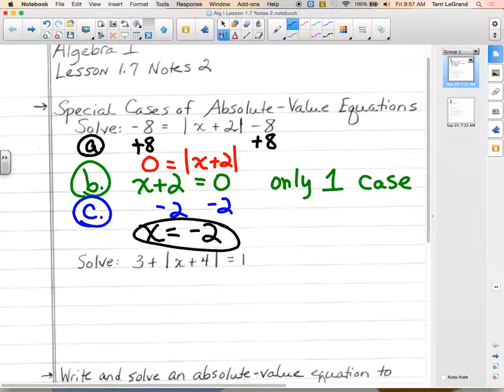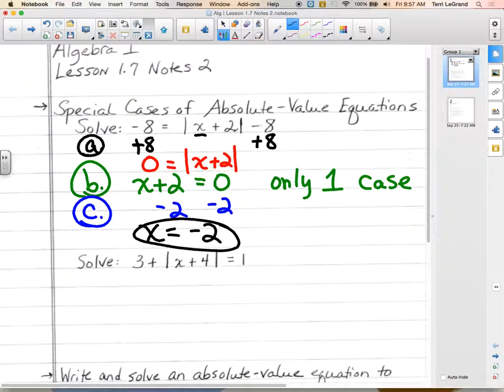Okay, how can we make sure it's a solution? Aiden, what would we do? Blake? Plug negative 2 in for x and see if it makes the equation true. So let's go back up here to the beginning. What's negative 2 plus 2? So we're substituting it in here. What's negative 2 plus 2? 0. What's the absolute value of 0?